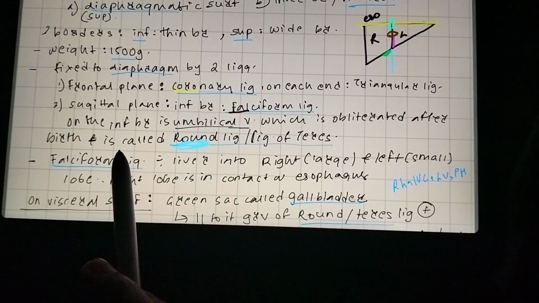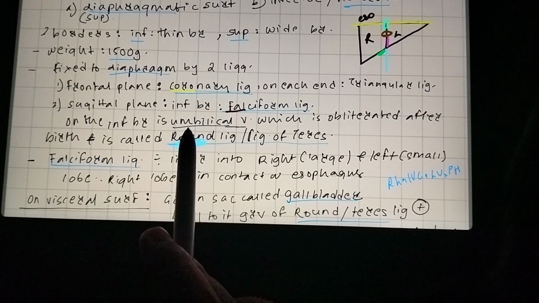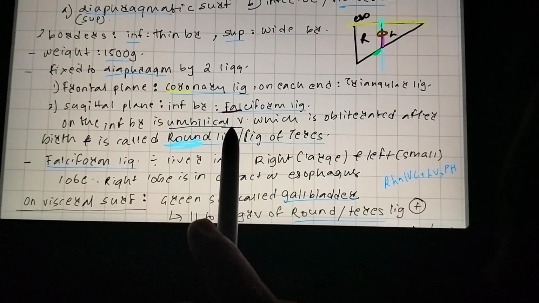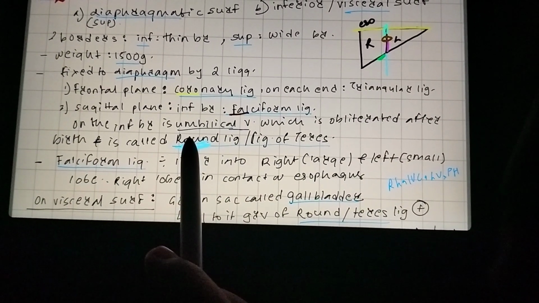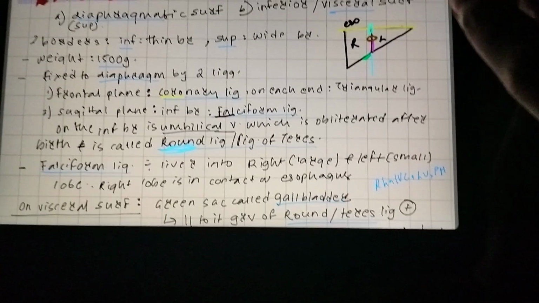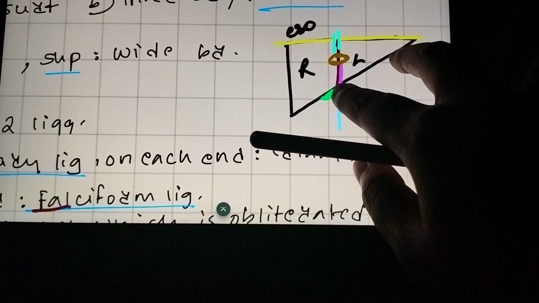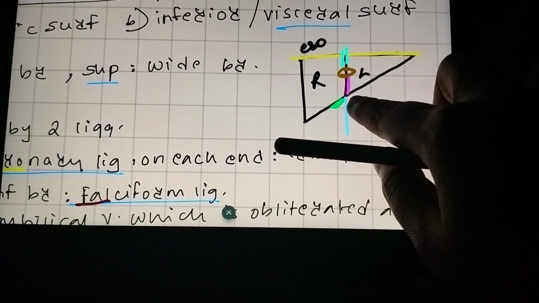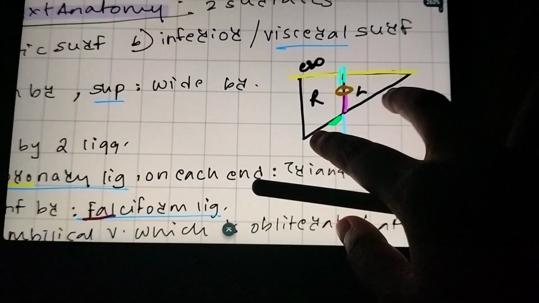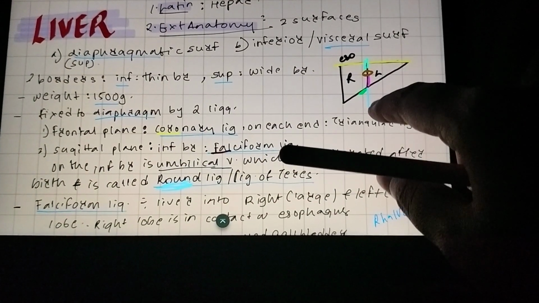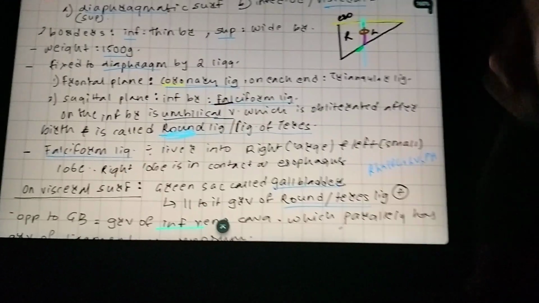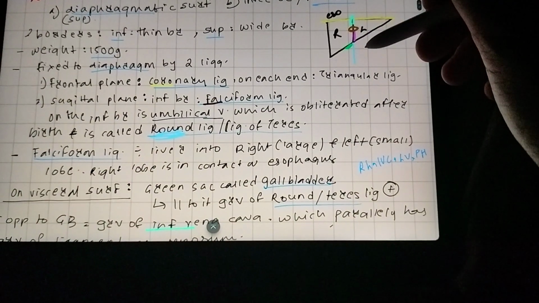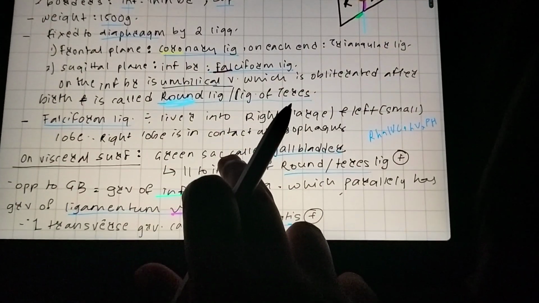Then on the inferior border is the umbilical vein, which is obliterated after birth. First, it is known as the umbilical vein, but after birth it obliterates, and after that it is known as the round ligament or the ligament of teres.